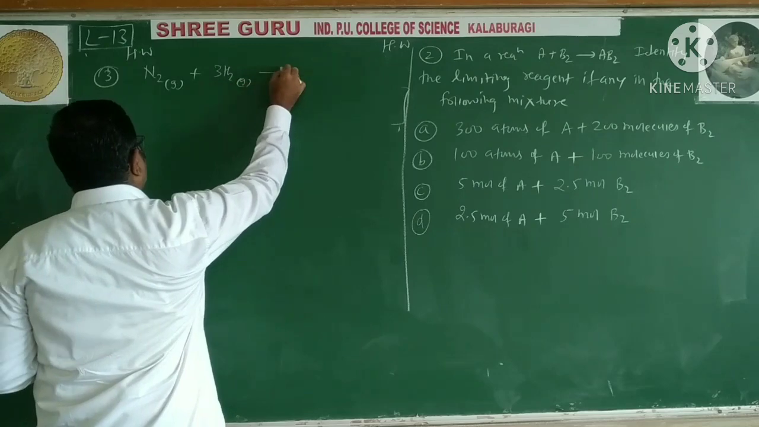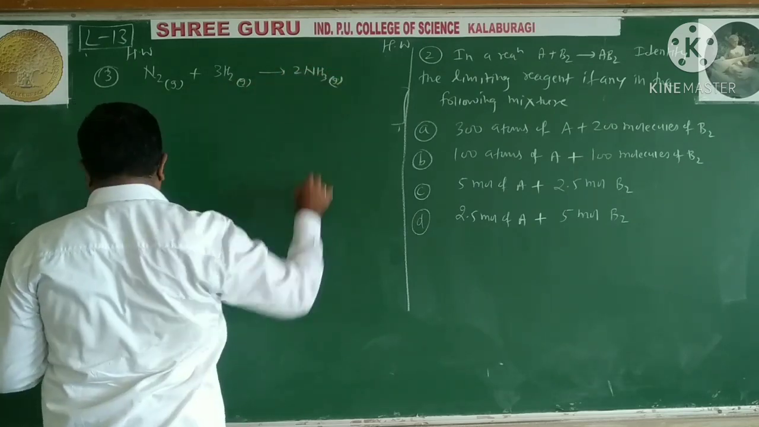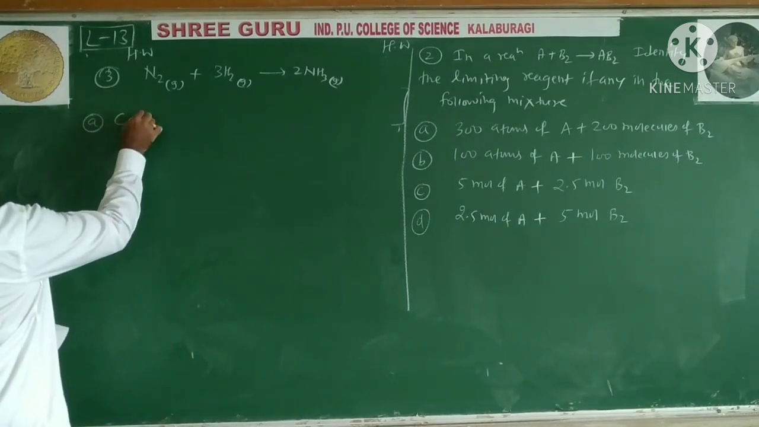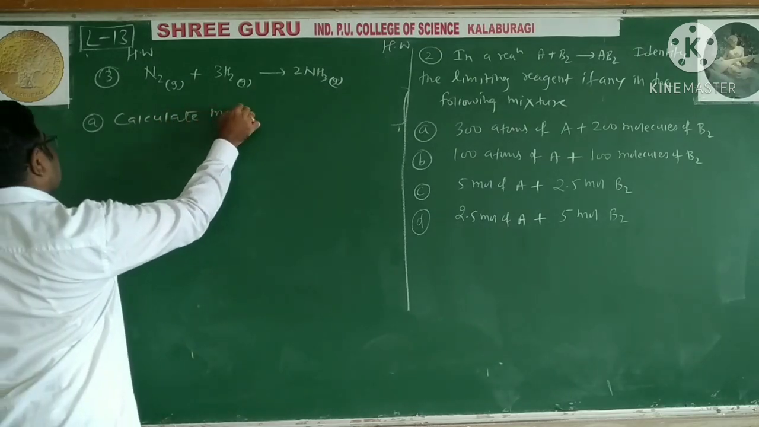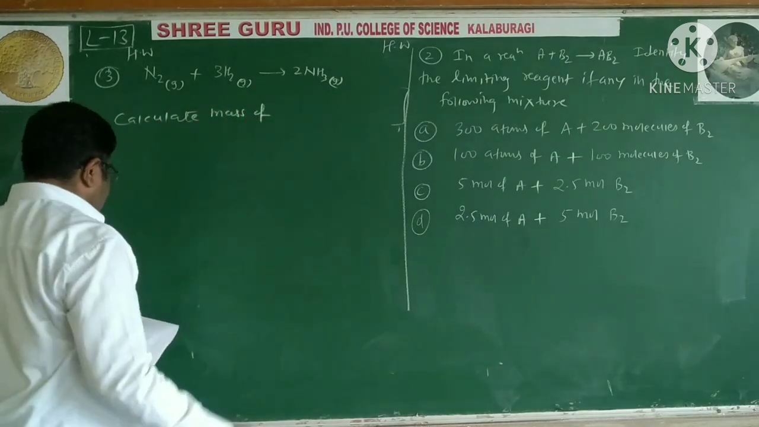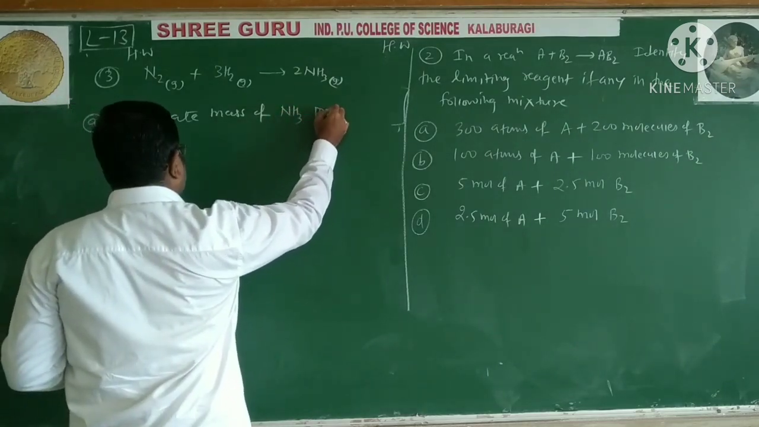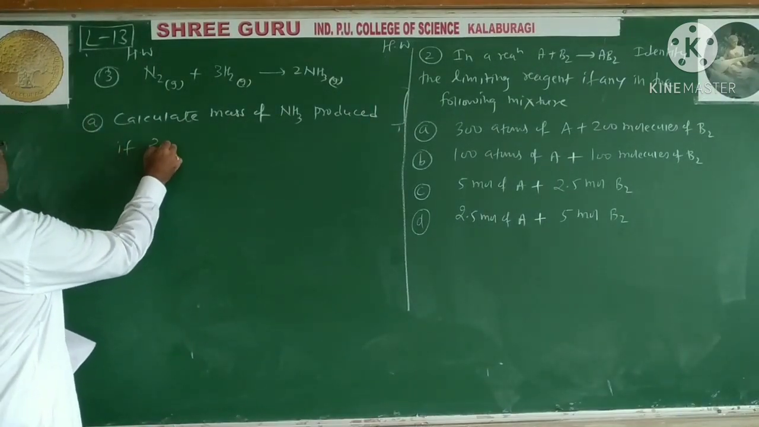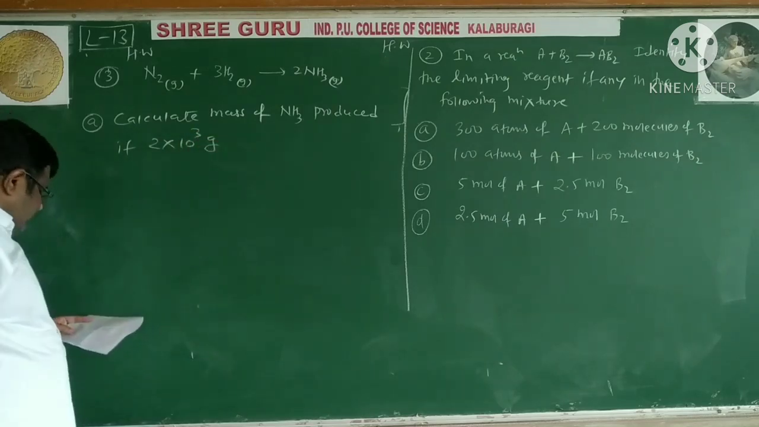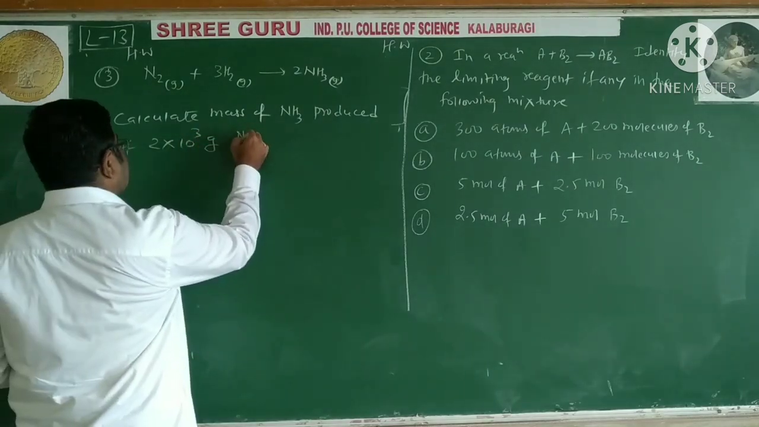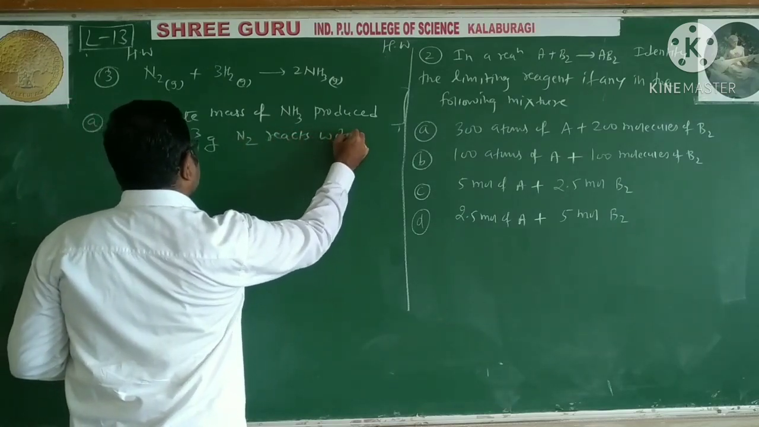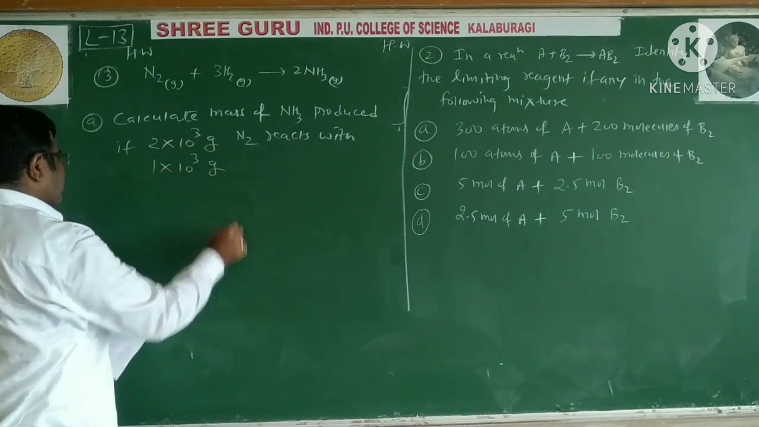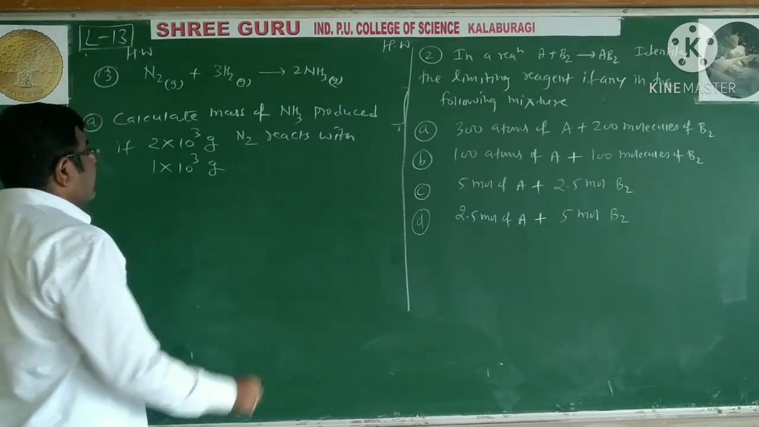N2 plus 3 H2 gives 2 NH3 gas. Calculate the mass of NH3 produced if 2 into 10 raised to 3 gram nitrogen reacts with 1 into 10 raised to 3 gram, that is 1000 gram, hydrogen.